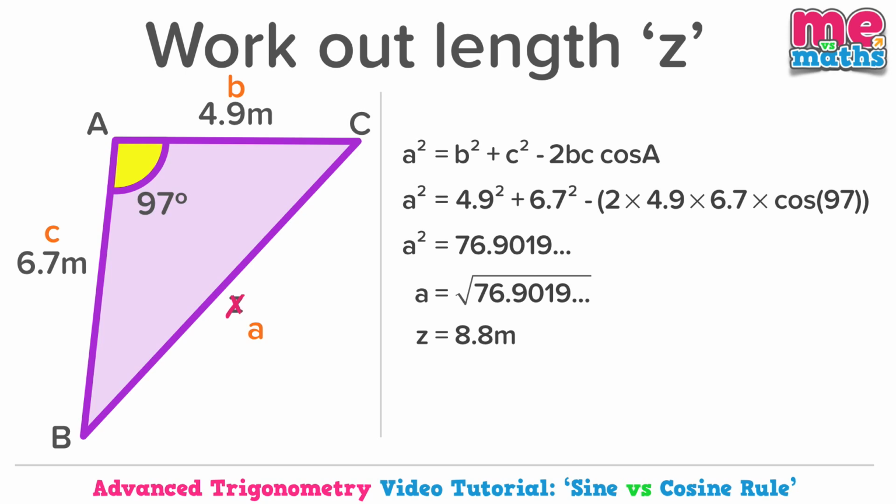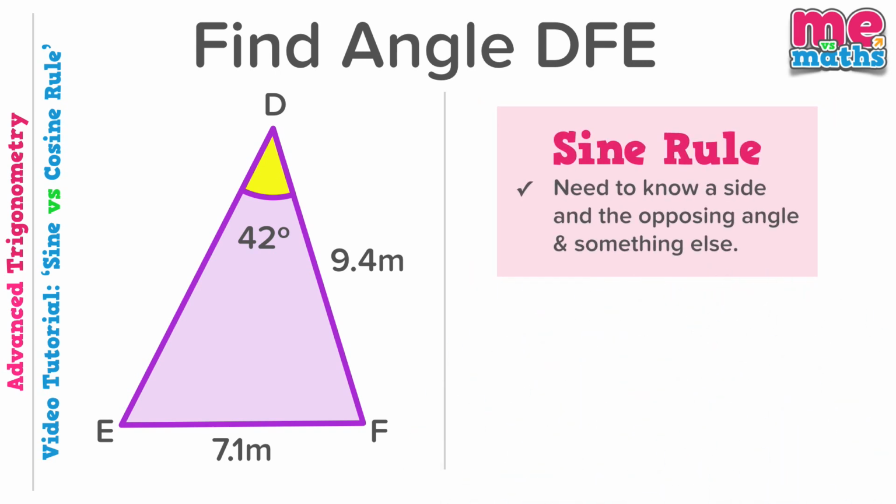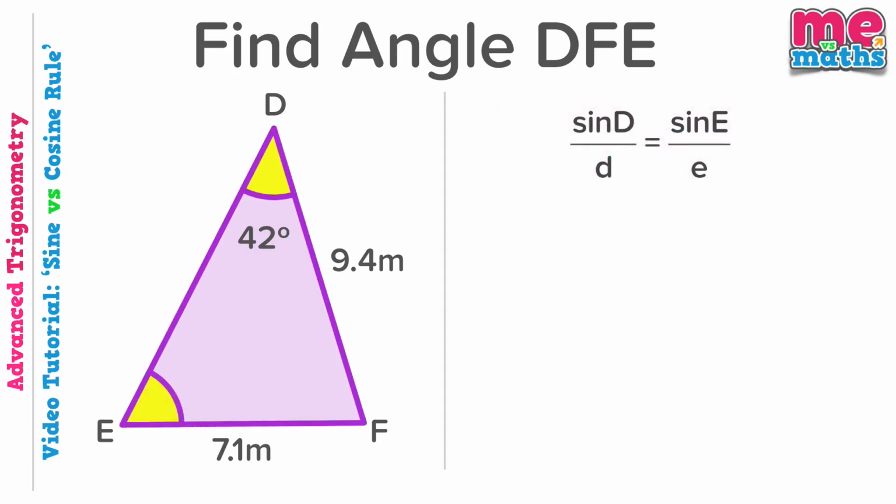One final example for us to look at. We've used this as a final example because actually neither rule will allow us to find angle DFE, which is the one at the bottom right hand corner of the triangle, in one go. But we do have the information that we need to be able to use the sine rule, as we know a side and the angle opposite. So we can use that to actually find angle DEF, the one at the bottom left hand corner, first of all. So let's find angle DEF using the sine rule.